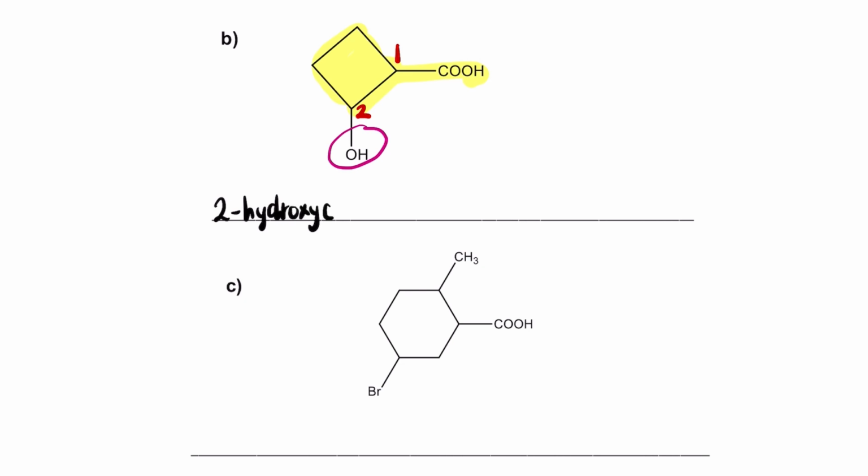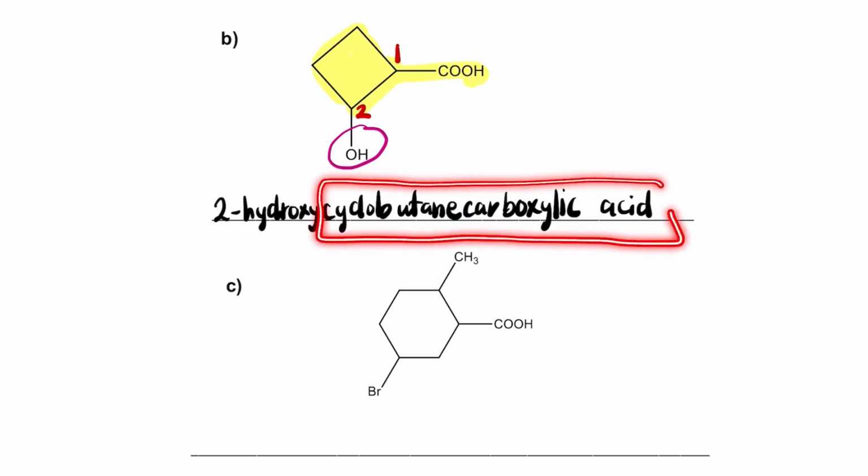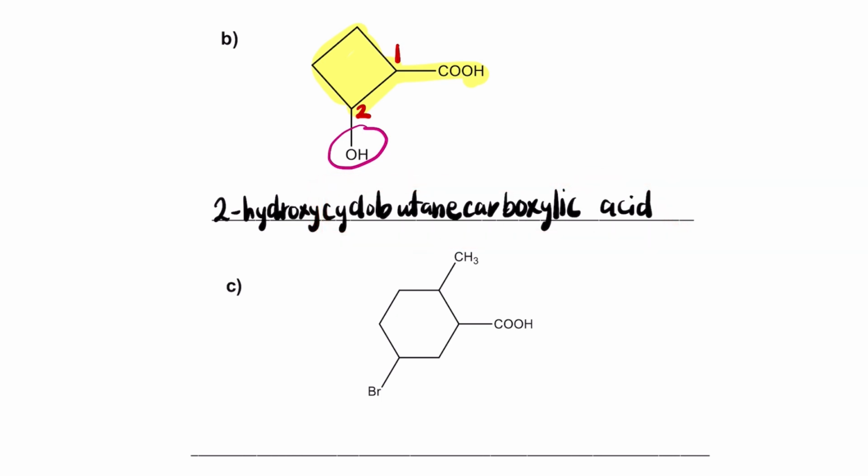So your name will be 2-hydroxy, and then you got cyclobutane because the ring with 4 carbon atoms and it has attached to carboxyl group. So it will be carboxylic acid. So this is one answer that we can accept. Another one, if I want to change my cyclobutane carboxylic acid as cyclobutanoic acid, also acceptable. So another name that you can use, 2-hydroxycyclobutanoic acid. So both names are acceptable.